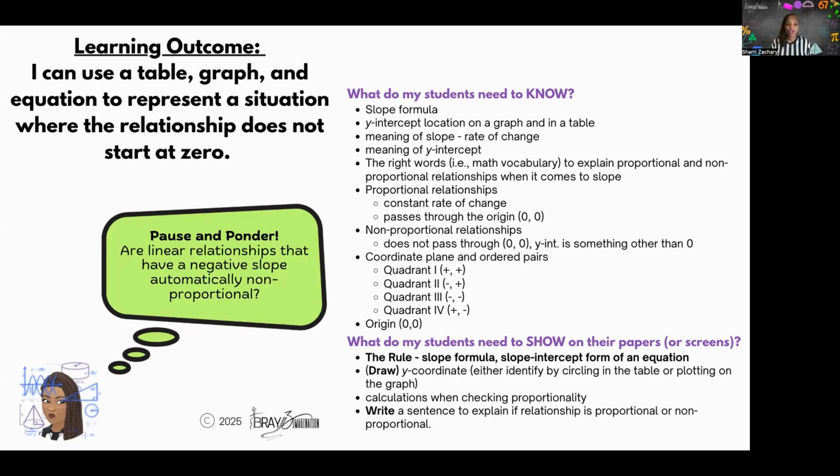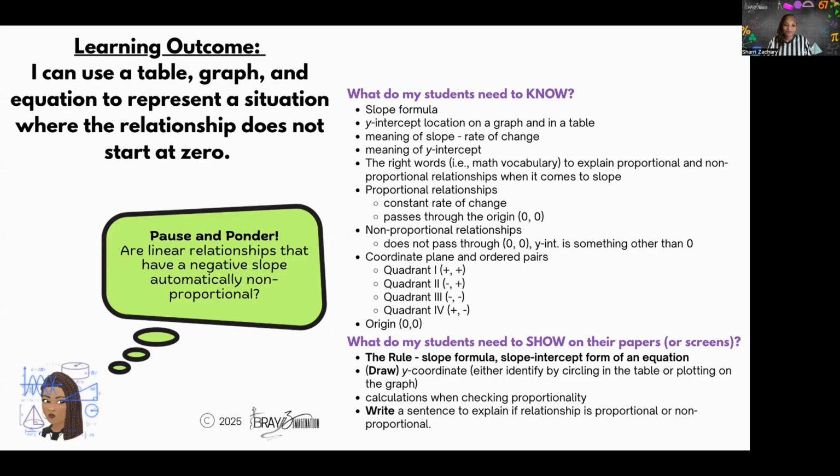We want to be able to determine whether or not a line is passing through the origin. If it's passing through the origin, it's proportional. If it does not pass through the origin, it's non-proportional, which is what we're dealing with today in this lesson. And then we also want to have some knowledge about our coordinate plane. Do students know the quadrants? Very, very important because we're dealing with ordered pairs. So even though a large part of our learning is anchored in quadrant 1, it's still very important for students to make those connections to the other quadrants because it's coming.